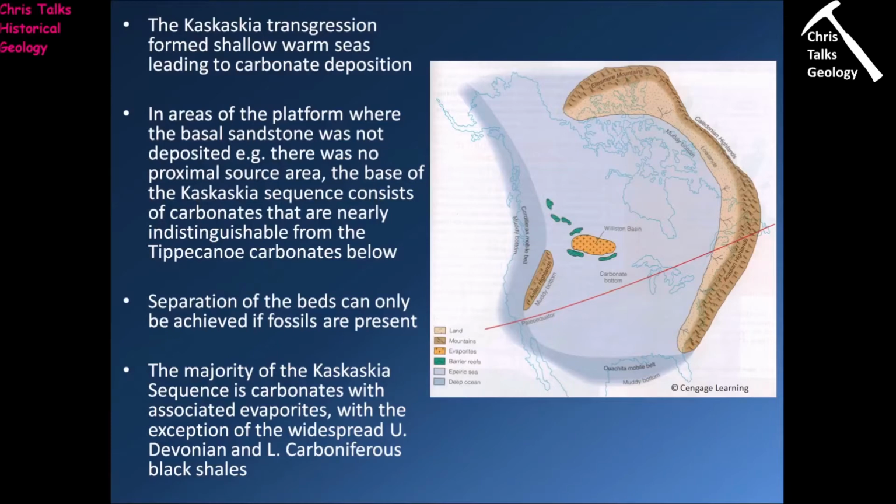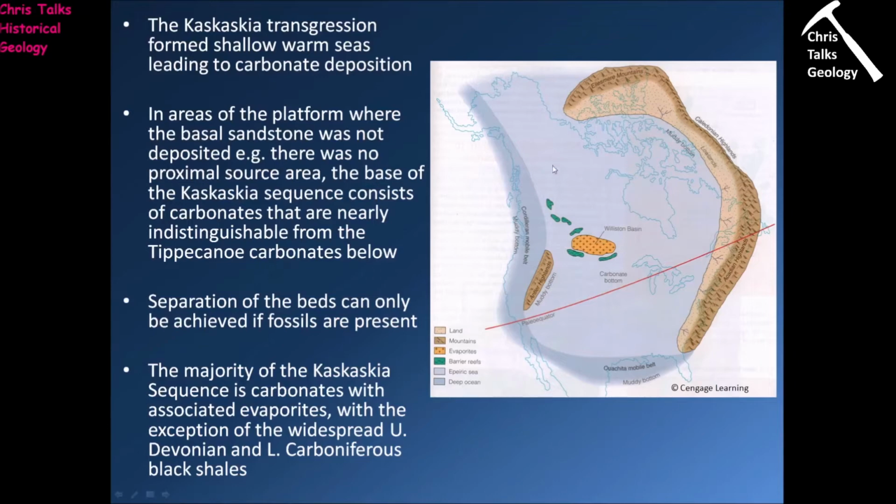The Kaskaskia transgression is going to lead to the formation of warm, shallow seas. And as we've discussed with the two previous sequences, where we have these warm, shallow seas and the water quality is quite clear, that's going to encourage the formation of carbonates. And so the Kaskaskia epiric sea is just a massive carbonate producing machine.